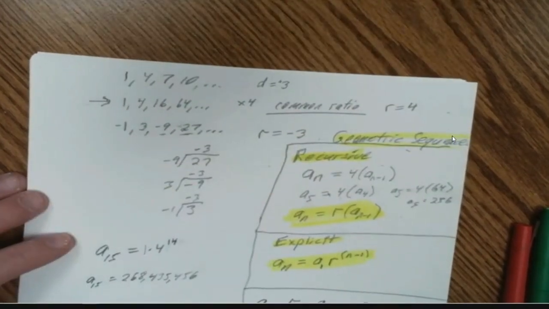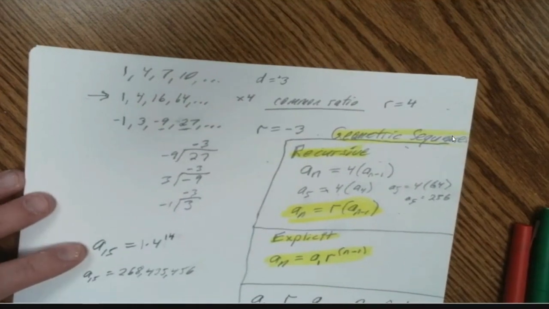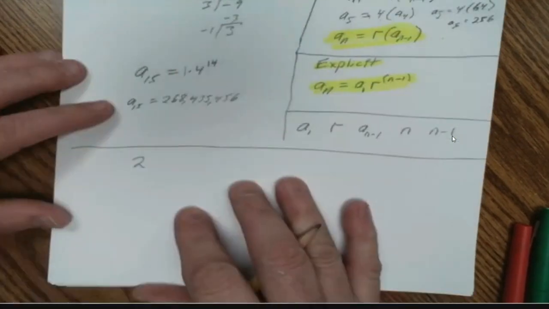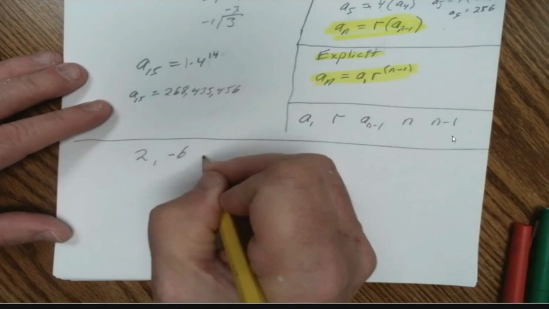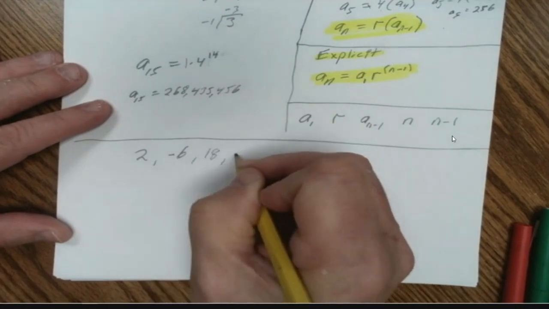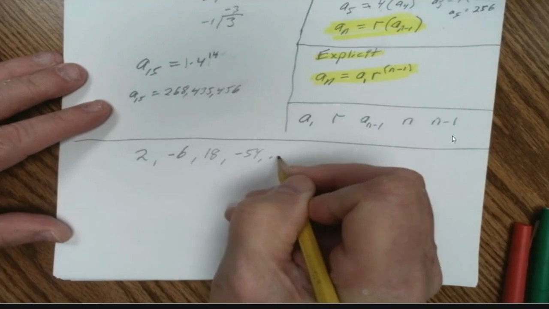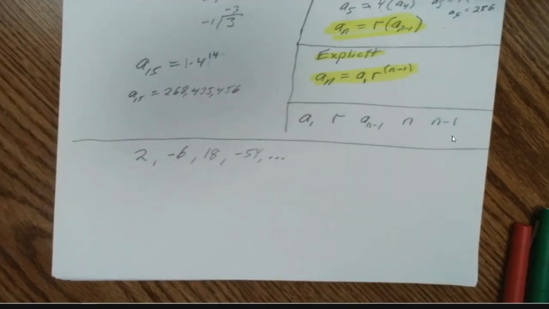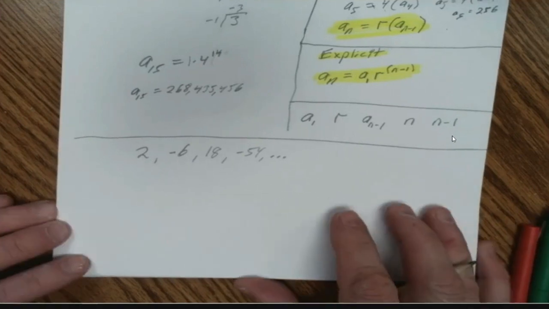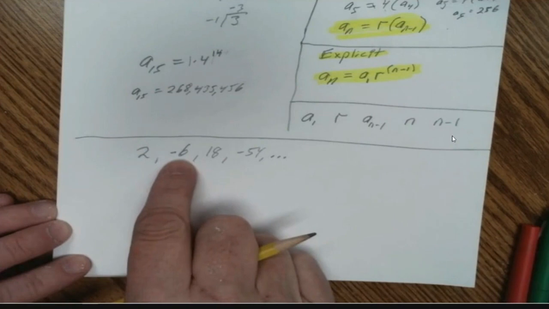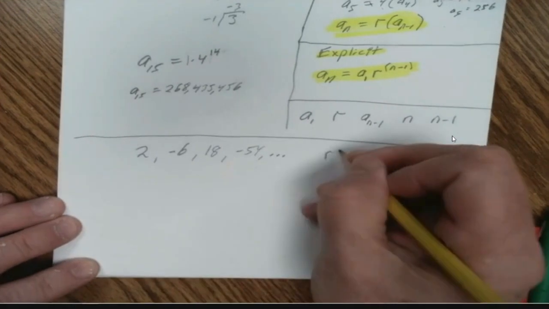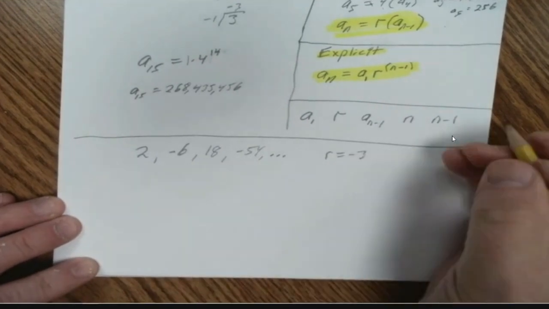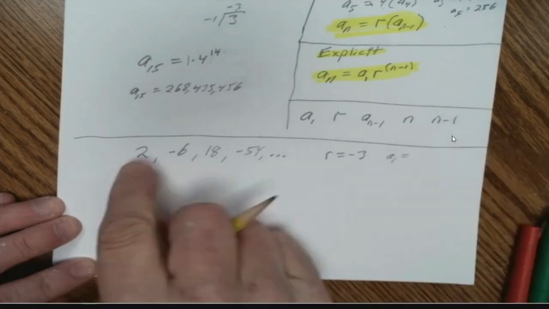Let's look at another sequence here. Let's say we have 2, negative 6, 18, negative 54, and so on. This is similar to one that I already used as an example, because 2 to negative 6 is multiplying by negative 3. Negative 6 times negative 3 is 18. 18 times negative 3. So again, our common ratio is negative 3. A sub 1 this time is 2.